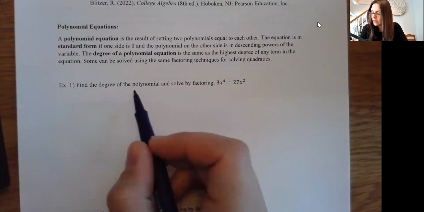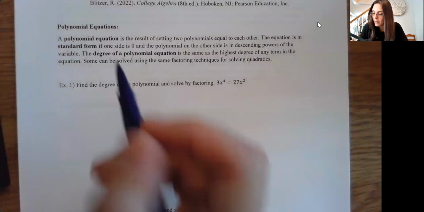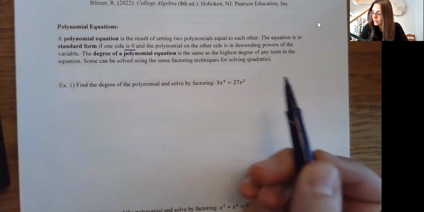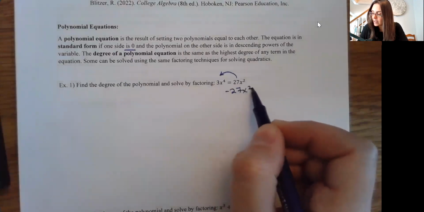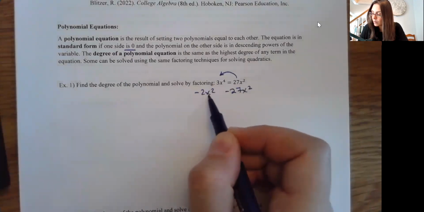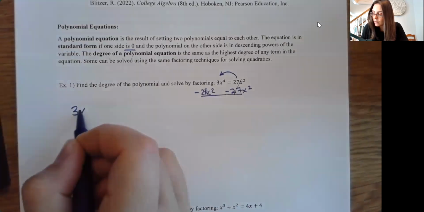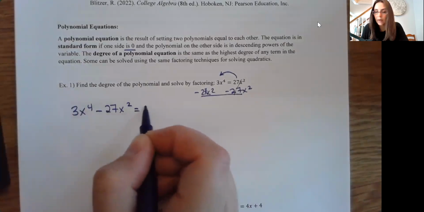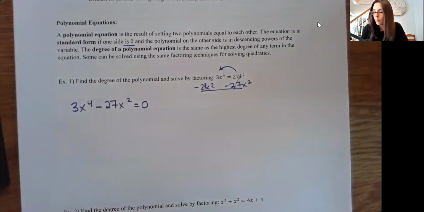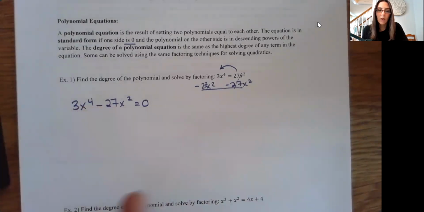So first, here is our polynomial, and I'm going to start by putting it in standard form. That means I want to have one side equal to 0. So I'm going to bring this to the other side, and you can do that by subtracting 27x squared on both sides. So we have 3x to the fourth minus 27x squared equals 0. So this is standard form. One side is equal to 0 and my powers are in descending or decreasing order.